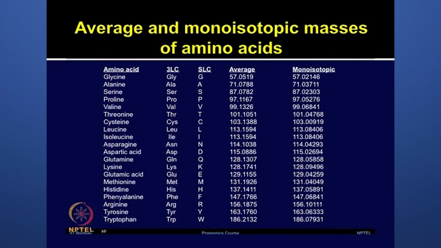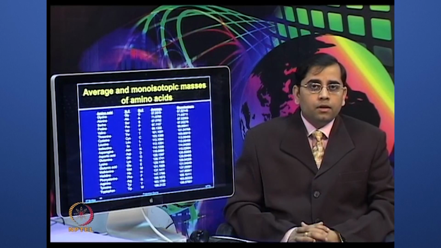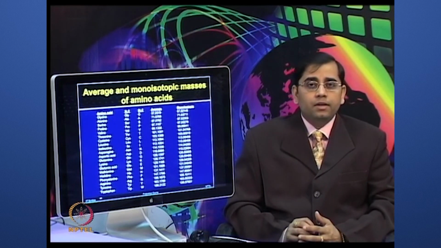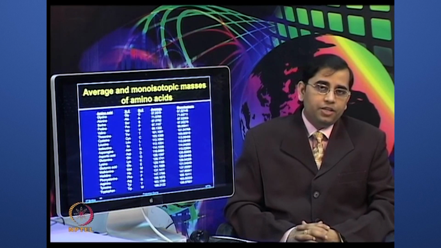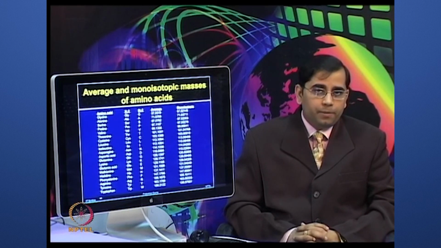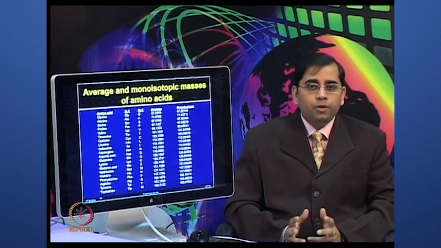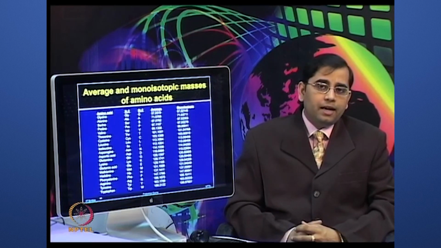So, what is monoisotopic mass of a protein? It is the sum of masses for the most abundant isotope of each element. The average mass of an element is the average of the isotopic masses of each element weighted for the isotopic abundance. I hope you are able to distinguish the average and monoisotopic masses of amino acids.